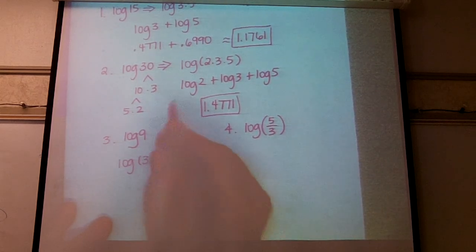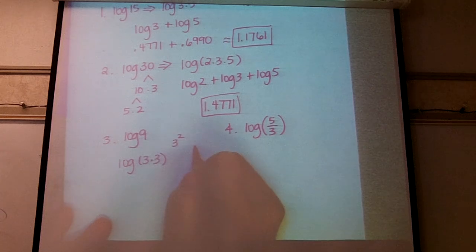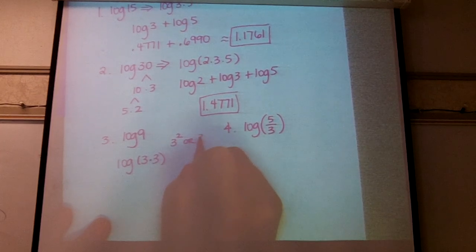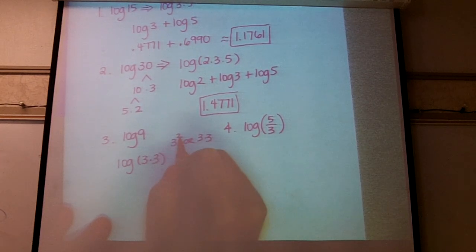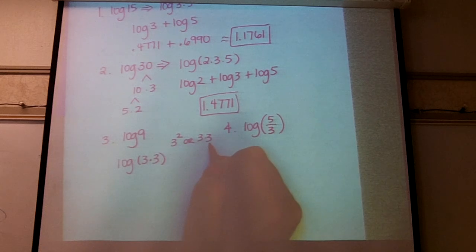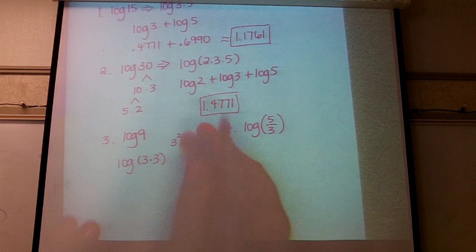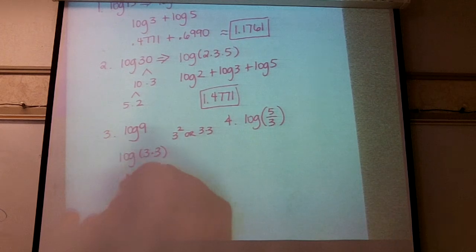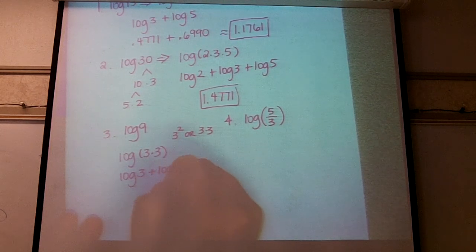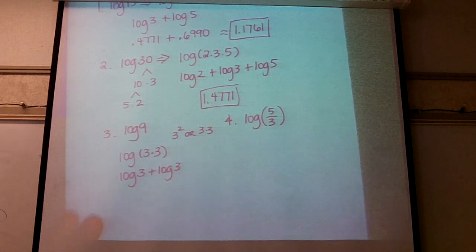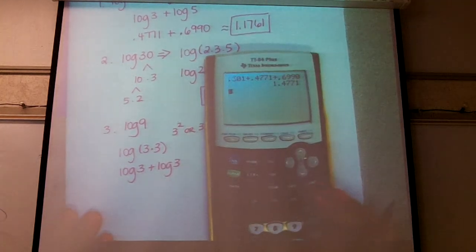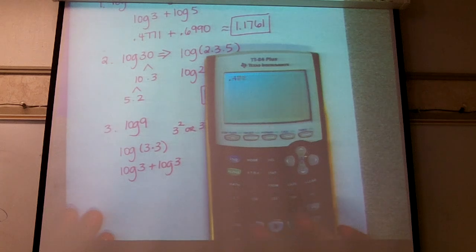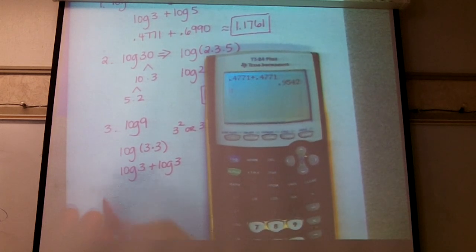So 9 is, you can write it as 3 squared, or you can write it as 3 times 3. If you do this, you're using the power rule. This one, you're using the product rule or property, whatever. Doesn't really make a difference. It's the same thing. You will get the same answer. So when you add that one up, you have 0.4771 plus 0.4771, which is 0.9542.